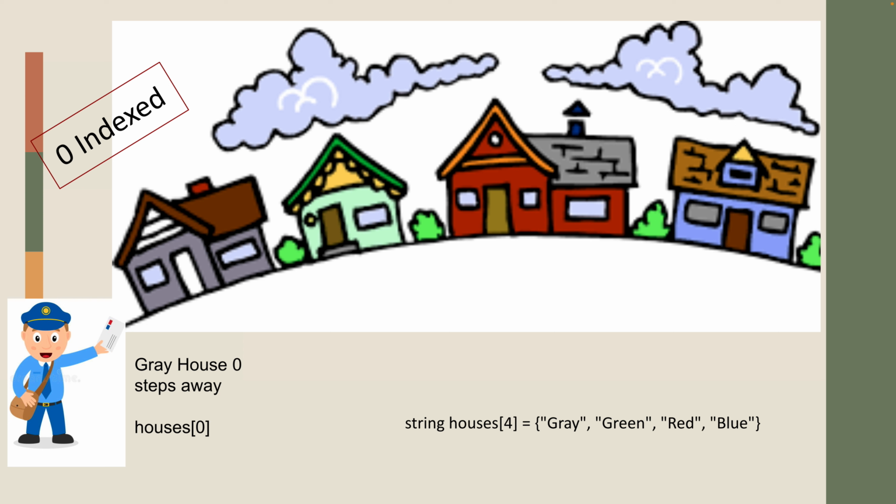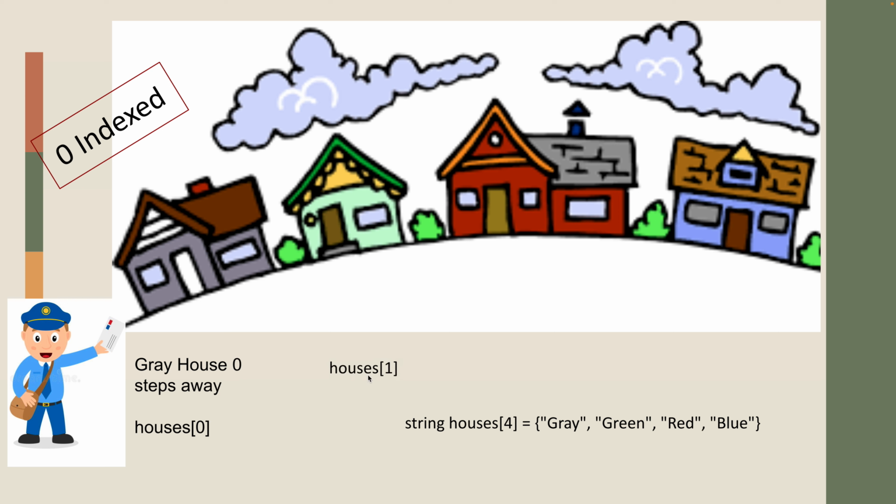So computers work in terms of offsets. If this is the start of the memory location for the array, you don't have to offset by anything to already be at this first element. That's the reasoning why we start 0 indexed in computer science, both with strings and with arrays. If you take one big step, then you'll end up at the greenhouse. So that's houses of 1.